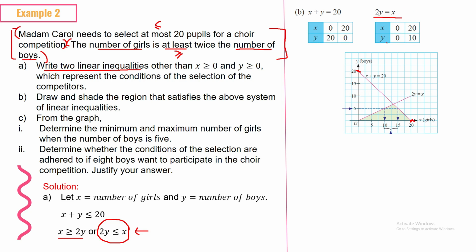The first point is (0, 0), the origin, here. And then the second point is (20, 10), here. After you plot these two points, you draw a straight line. And then you label the equation just like this.